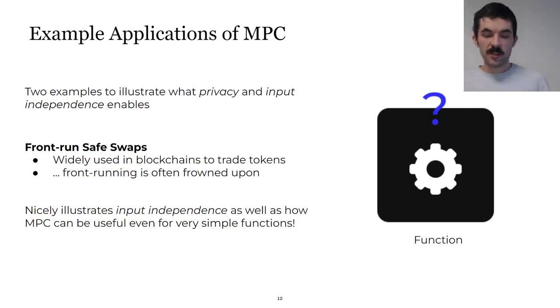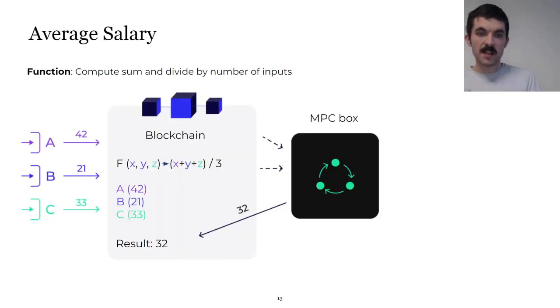Another thing that is illustrated by this example is that MPC can be useful even for very simple computations, and I'm going to come back to what this very simple computation is. Okay, so let's take the average salary example first. As I mentioned, the function is very simple. We compute a sum of the inputs and we divide by the number of inputs.